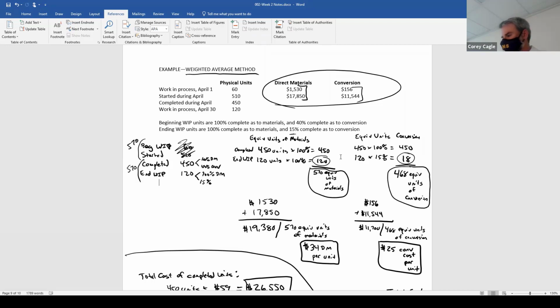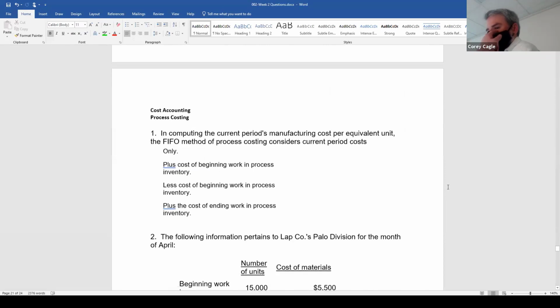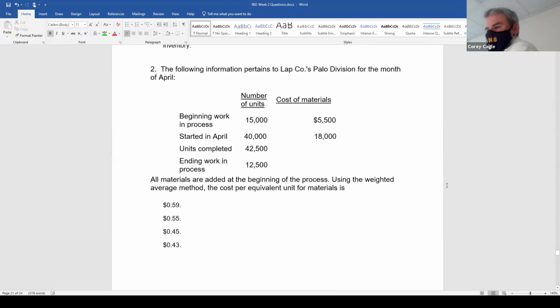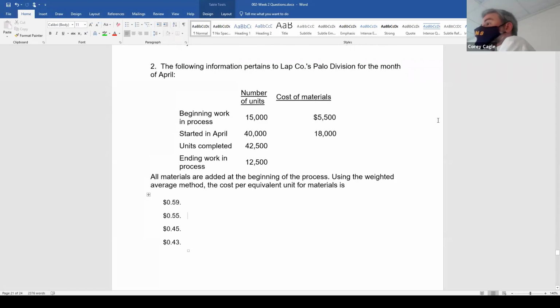Let's look at, we'll not mess with FIFO yet. Stick with weighted average. Let's look at number 2 from our questions, because it's weighted average. Cost per equivalent unit for materials is what they're asking. So that's our step 3 that we did. So we only have to go through step 3 to answer this one.